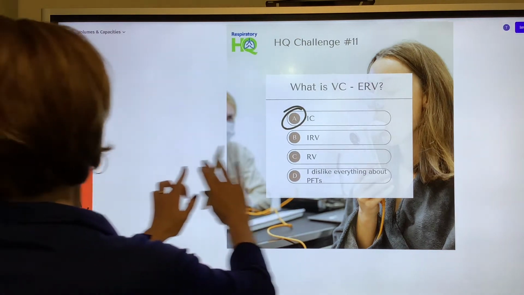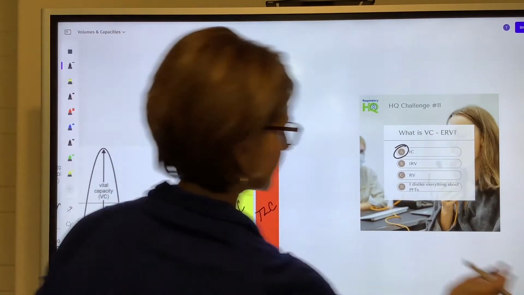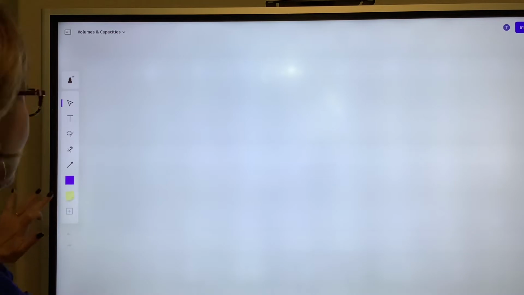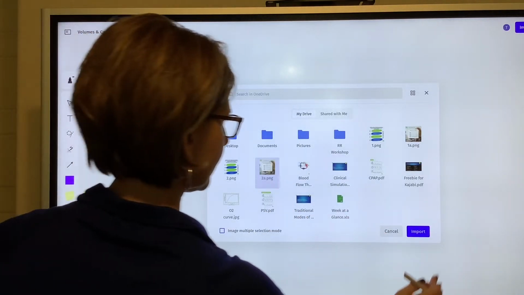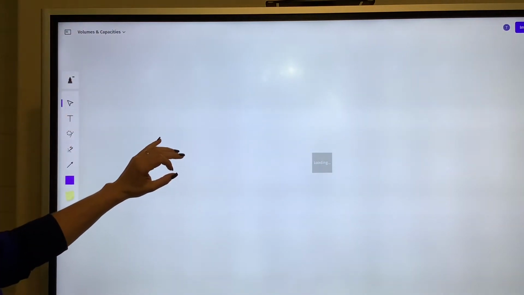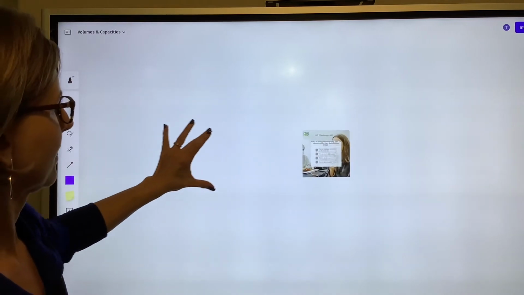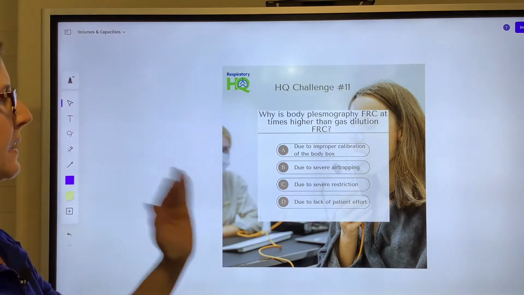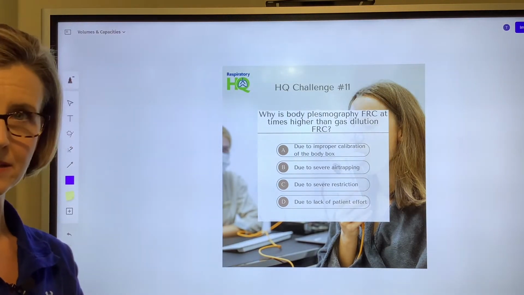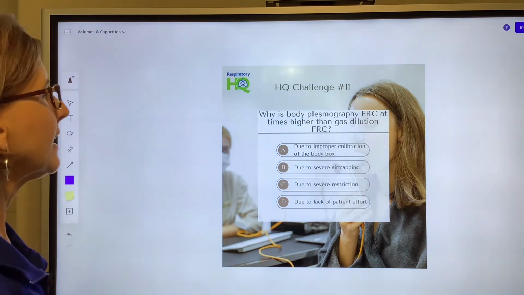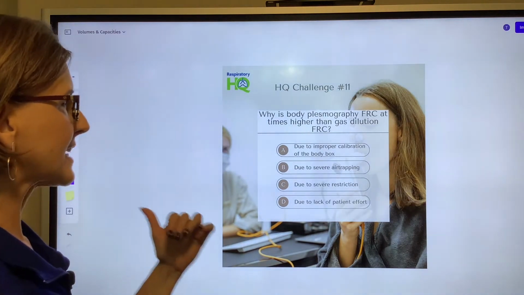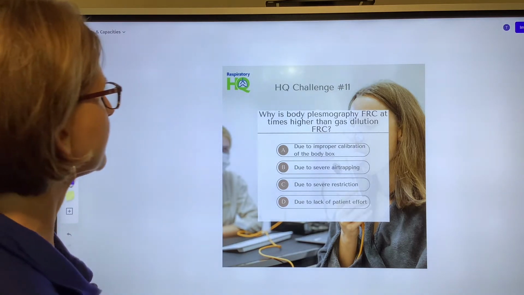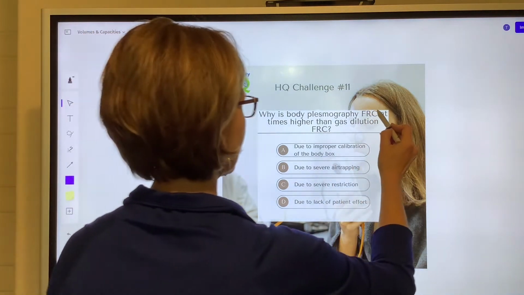But now let's take this concept of the box and apply it to a different question that I need to import. There we go. All right. Why is body plethysmography FRC, okay, so we're talking about FRC, at times higher than gas dilution FRC? All right, so we're talking about FRC.